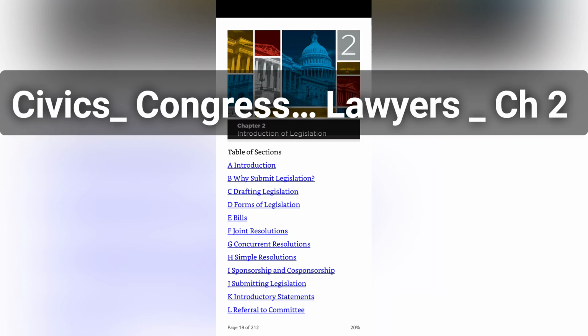Some of the uses of a simple resolution include changes to chamber rules, administration of the chamber, resolution of election contests, election of House or Senate officers, election of committee members, sense of the House or Senate on some matter, and the House special rules from the Rules Committee.